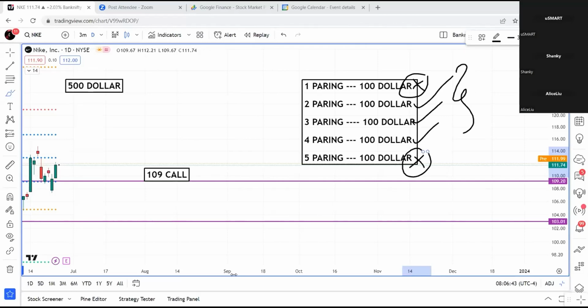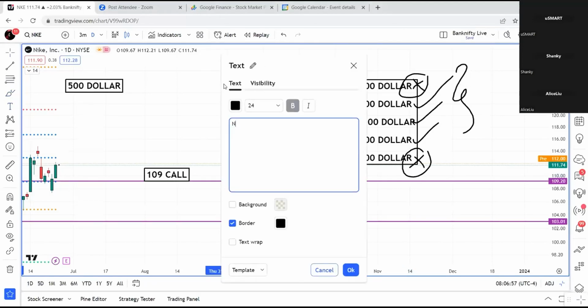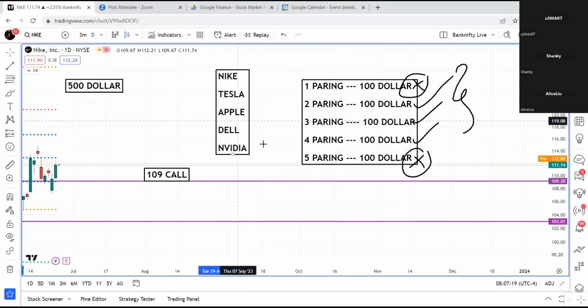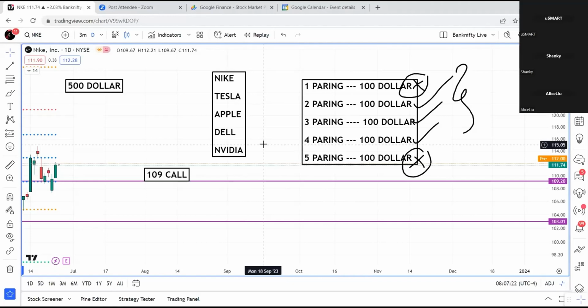How to hedge second and third pairing if the first pair was taken at 0.5, 0.5? That's good. So see, guys, this first pairing which I'm talking about is for Nike. Second pairing might be Tesla. Third pairing might be Apple earning. Fourth pairing might be some other stock, Dell. That is called pairing. Nike, Tesla, Apple, Dell, Nvidia.